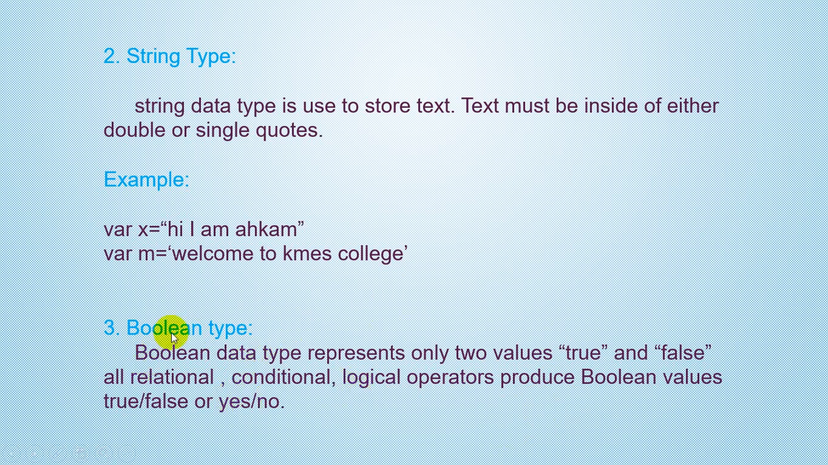So the boolean data type is used to store only one possible value. That value can be true or false, or sometimes it's called on and off, or sometimes yes or no. Only one possible value can be stored. If this situation comes, in that case the data type used is boolean.